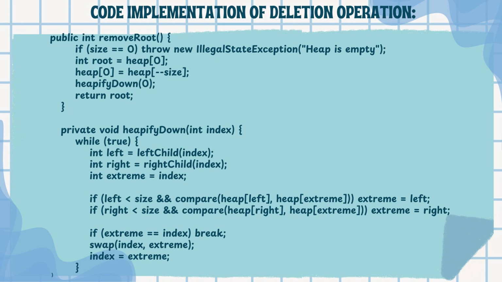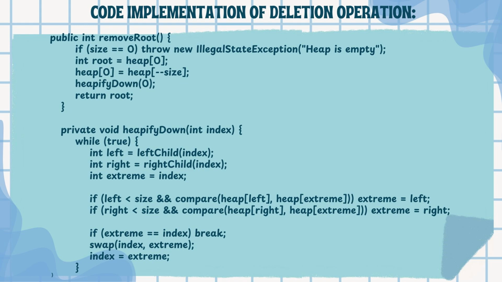And then heapify down 0 is called. It calls heapify down 0 to fix the heap property after replacing the root. Since the new root might be incorrect, heapify down moves it to the correct position. Return root returns the original root, the removed element. And the method heapify down restores the heap property by moving the new root down if needed.